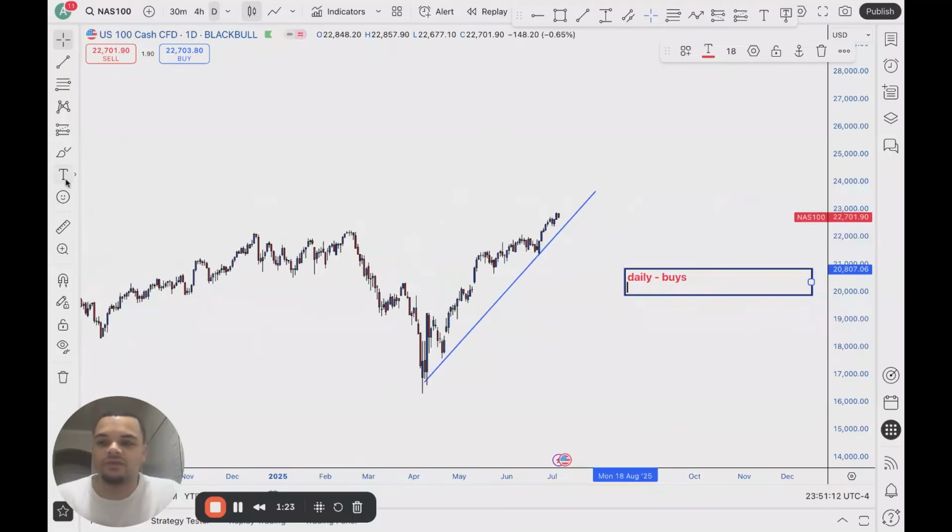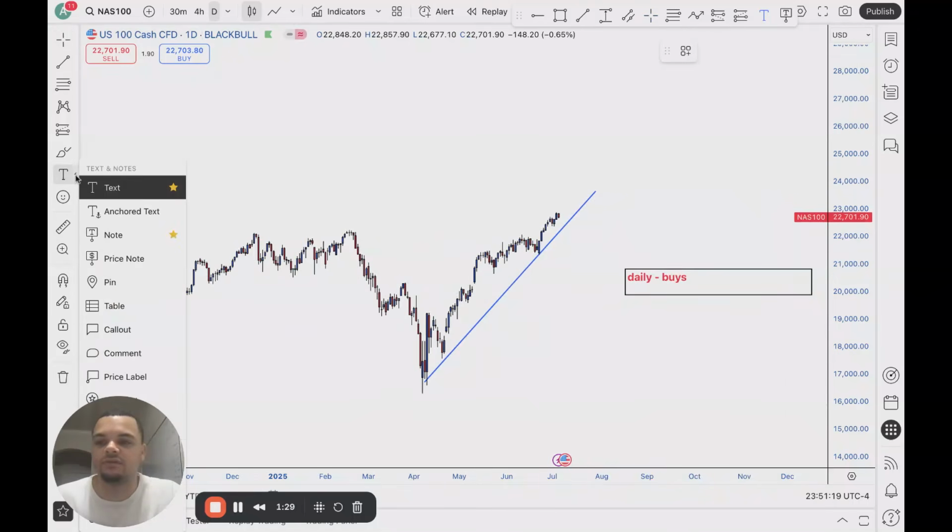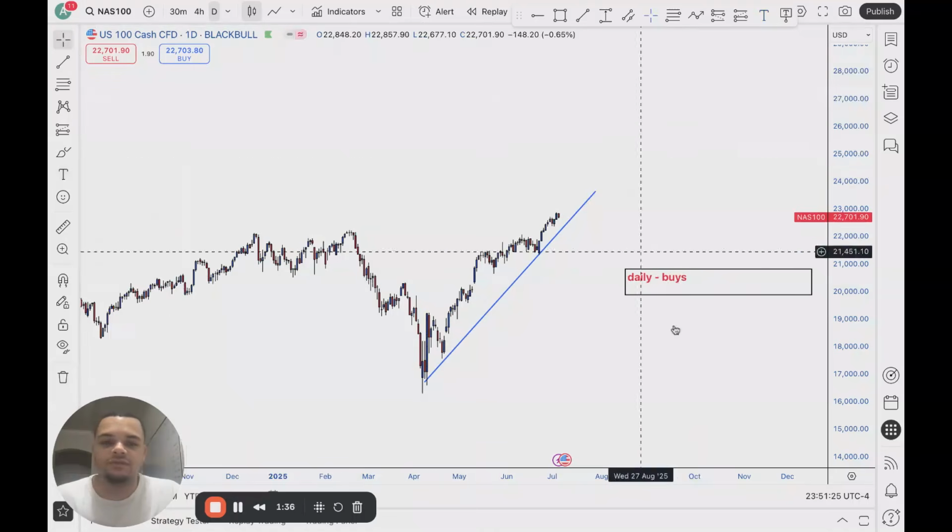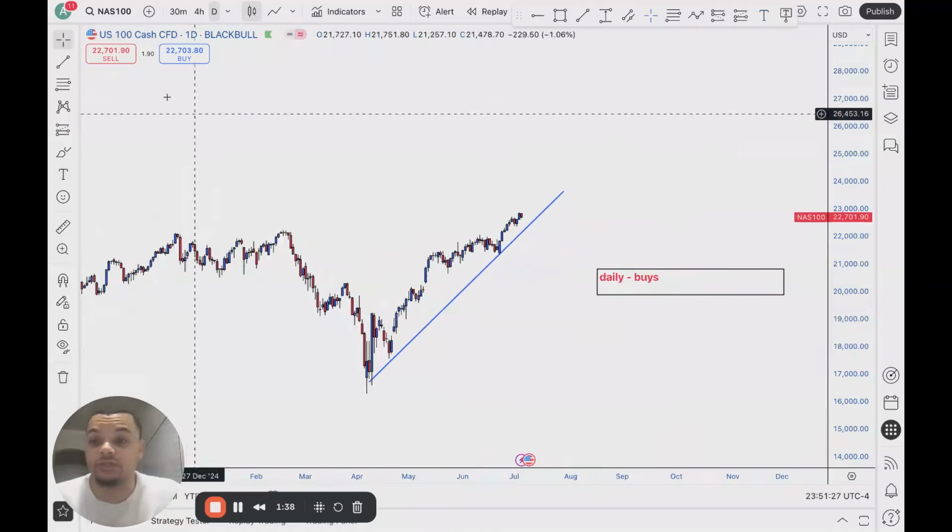Basically, I just used to make this box right here. I used the text box. You just go over here, text. This is what I use to keep me in confluence.